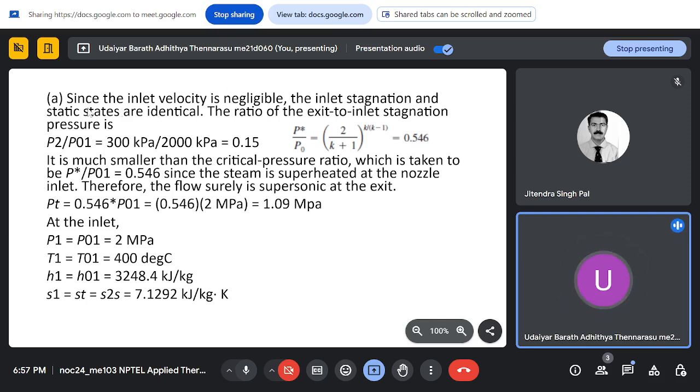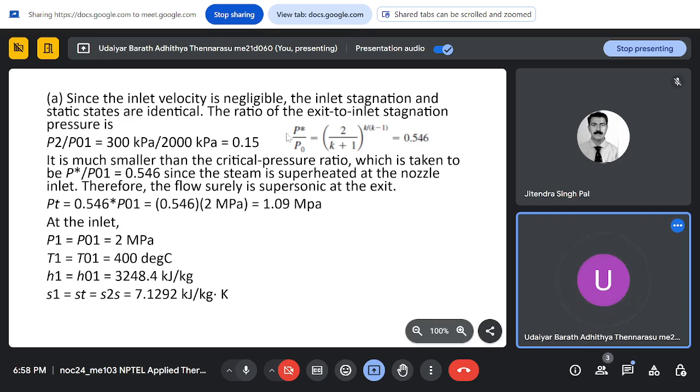Okay, so A. Since the inlet velocity is negligible, the inlet stagnation state is identical to the static state. The stagnation state is when you bring the velocity to 0, so that is identical to your static state. So the ratio of the exit to inlet stagnation pressure, P2 by P01, is 300 kilopascal divided by 2000 kilopascal, which comes out to be 0.15.